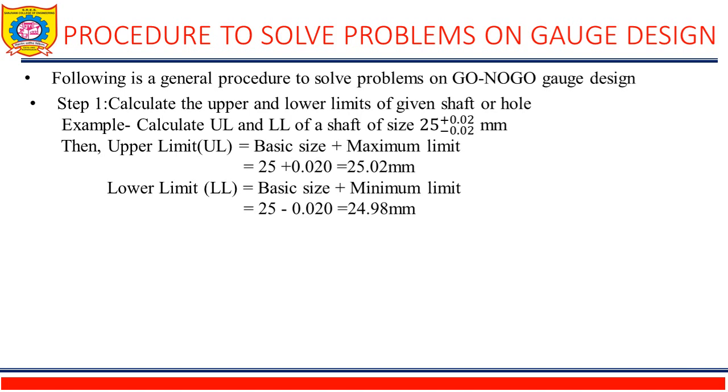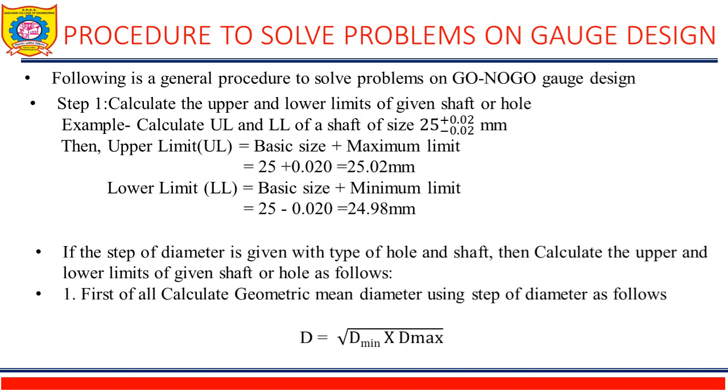So this is the first step. But what happens if we are given the step of diameter? If the step of diameter is given with type of hole and shaft, then calculate the upper and lower limits of given shaft or hole as follows. First of all, calculate the geometric mean diameter using the step of diameter as follows. D is equal to under root D minimum multiplied by D maximum.